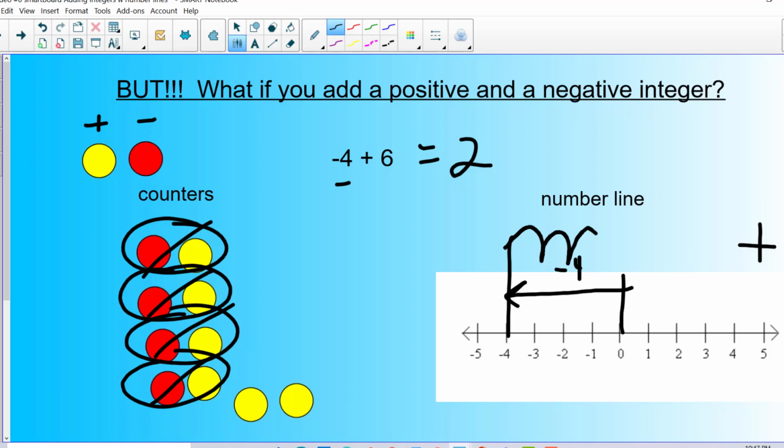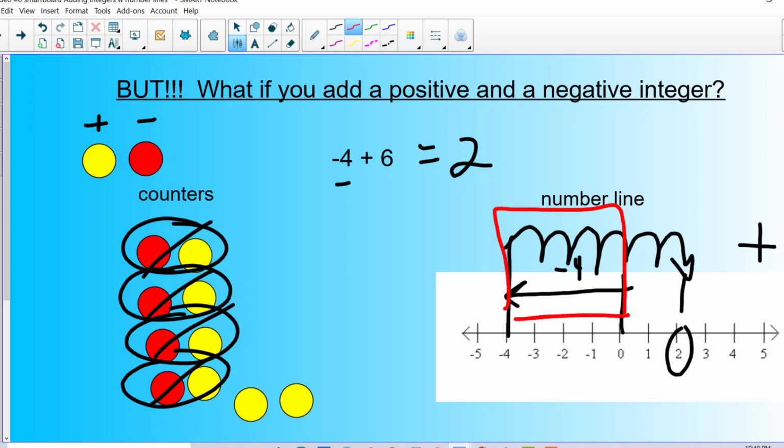1, 2, 3, 4. Oh, you see where our zero pair is? Zero pairs are 4, 5, 6. Where do we land? Right here at +2, just like we got with the counters. So again, here, this little area right here, the -4, right? You push back 4, and then you gain 4 yards. That's where your 0 is. It canceled out. But then, look, you got 2 extra yards. So that's how we end up at +2.